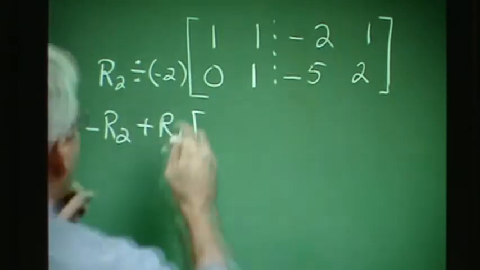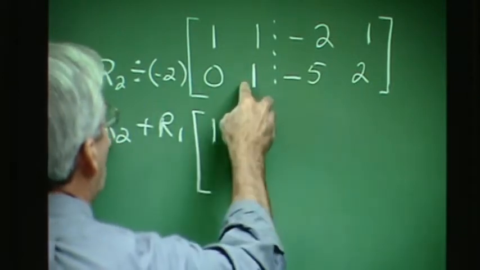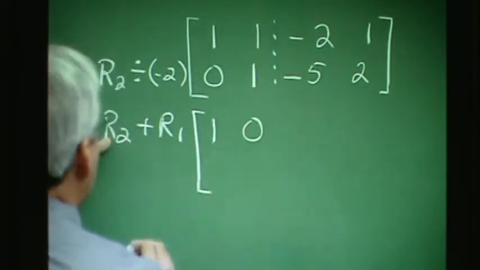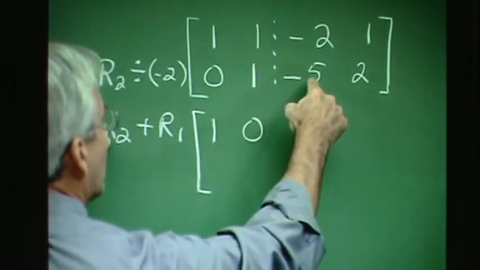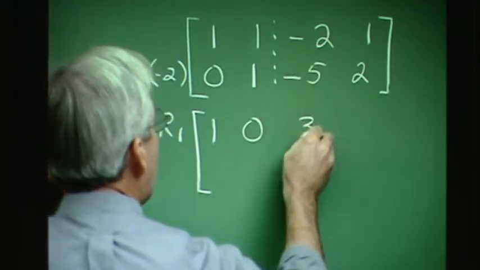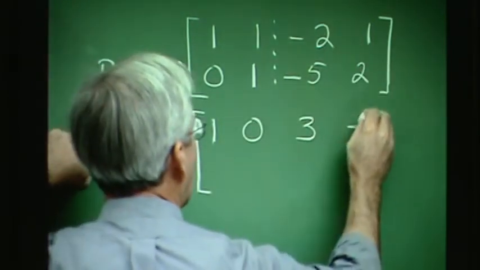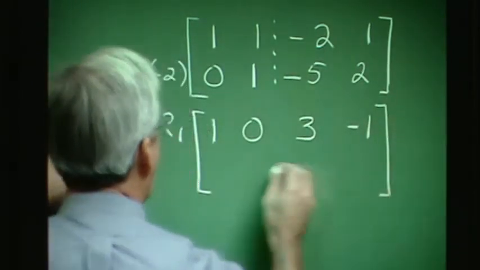All right, so the negative of 0 plus 1 is 1. The negative of 1 plus 1 is 0 as expected. The negative of -5 is 5, with -2 is 3. The negative of 2 is -2, plus 1 is -1. And I'll bring down this business.